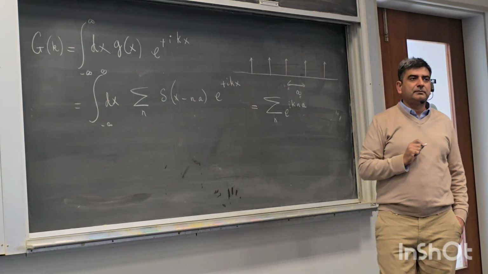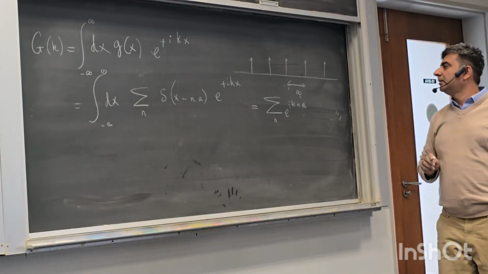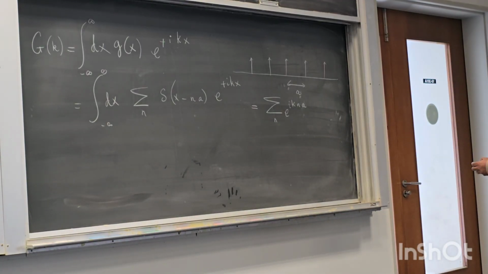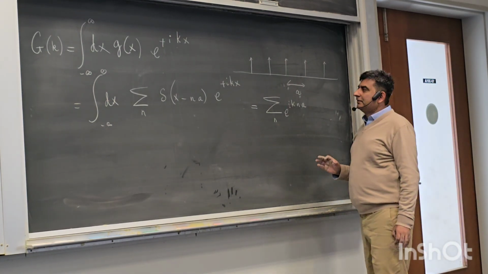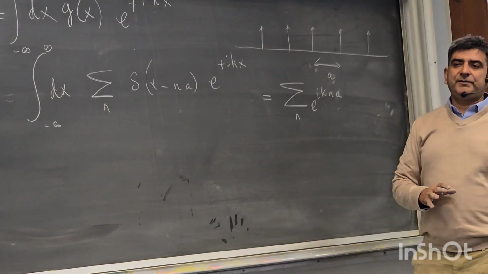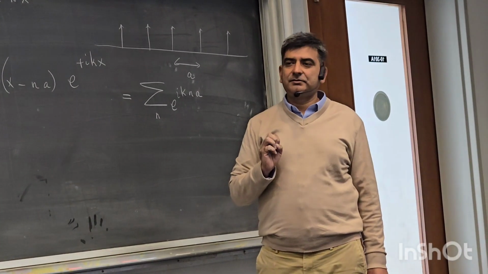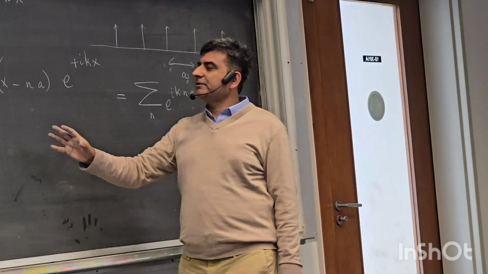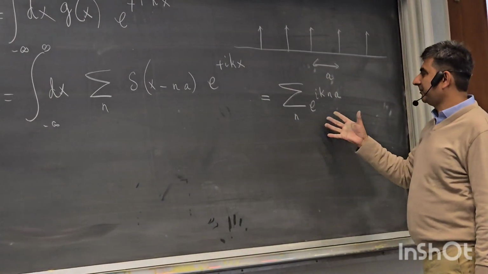Correct? That's what I get if I use the sampling theorem. Now, this exactly is the reciprocal space. Now I need to prove that. So the Fourier transform of the direct space is the reciprocal space, which looks like this.